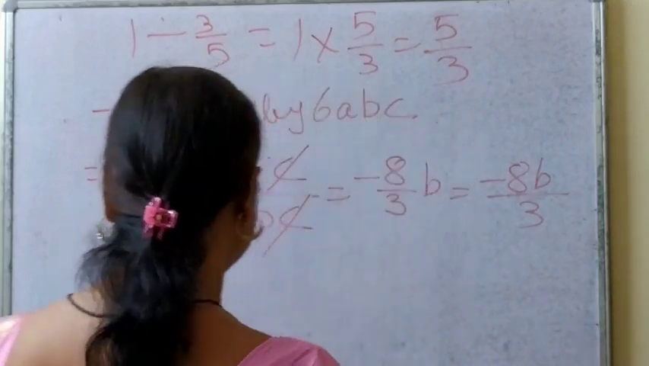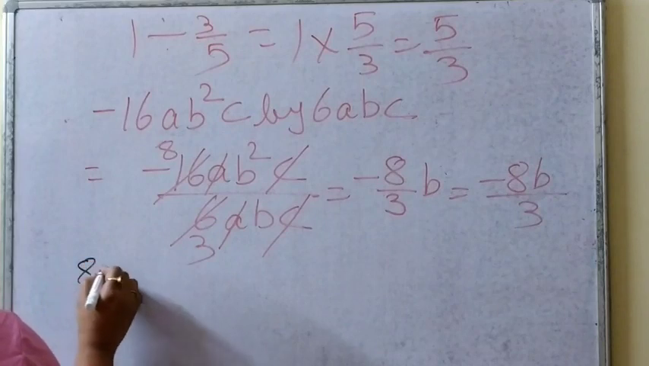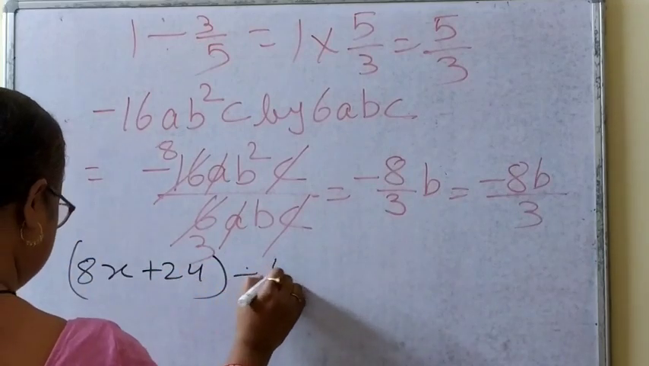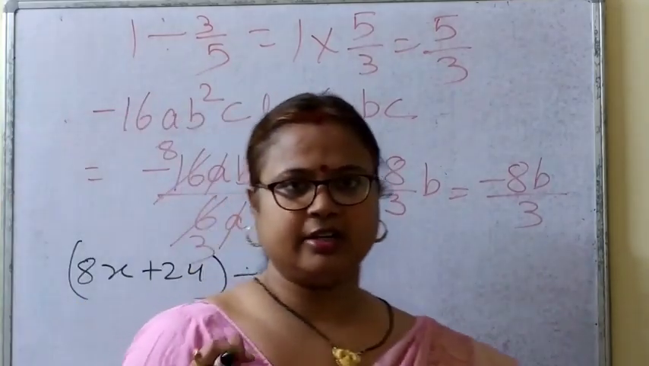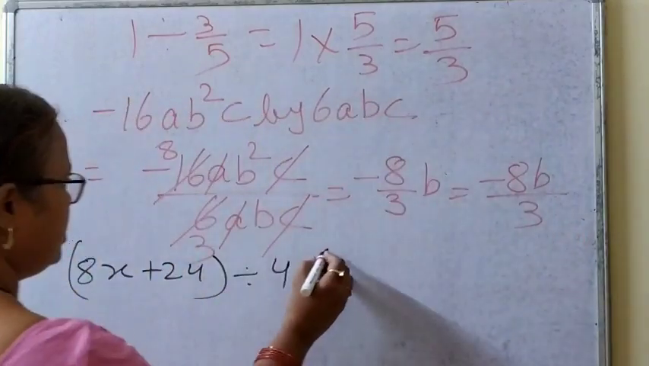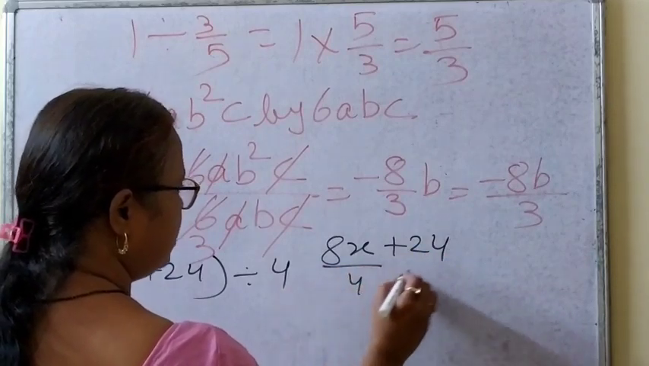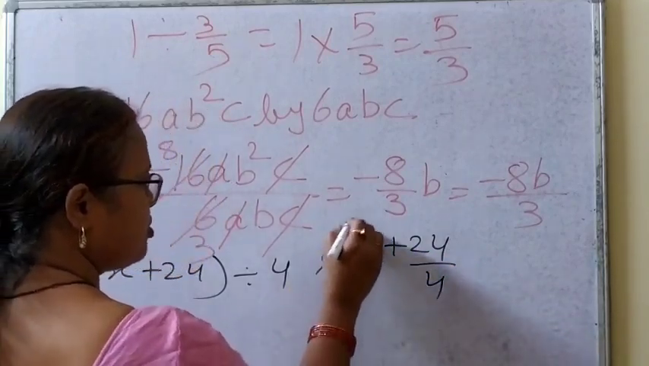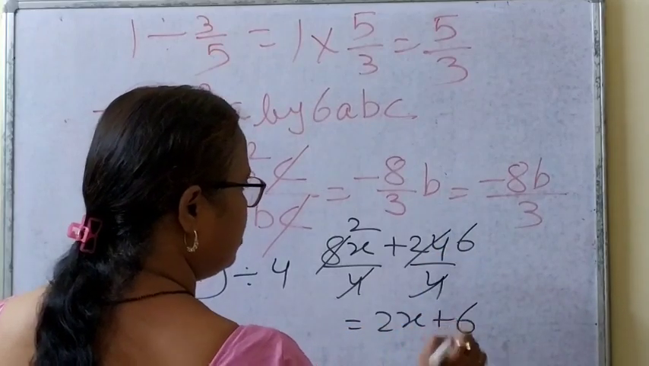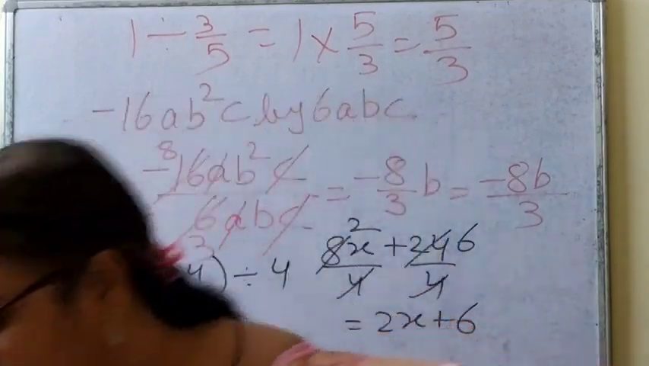Now the next question. If the question is 8x plus 24 and you have to divide it by 4, how will you divide? This is a binomial and this is a monomial. So we will write here 8x plus 24, and then 4 here and 4 here. So 4 2s are 8, 4 6s are 24. So the answer will be 2x plus 6. Okay. Now the next.